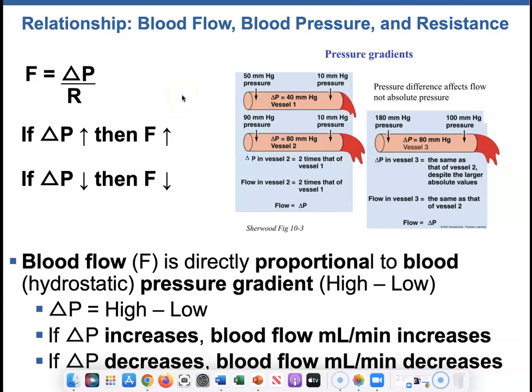So essentially what you want to think of is basically your pump helped increase pressure. So now you have more flow of the blood going through. Your pump is pumping more, right?